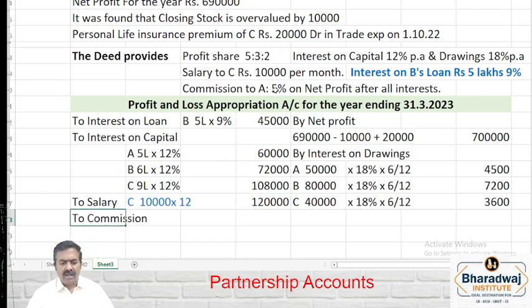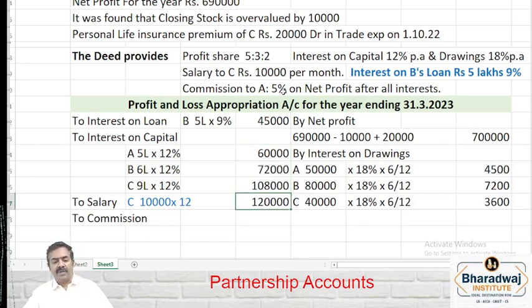Commission to A, 5% of net profit after all interest. So how to work out commission? Net profit plus this interest minus this interest. Will you deduct salary? Look at the words used. Suppose they say 5% on net profit, 7 lakhs into 5%. Here what is the word they use? 5% of net profit after all interest, which means include the interest on drawings, interest on loan, interest on capital. Will you deduct salary? No.